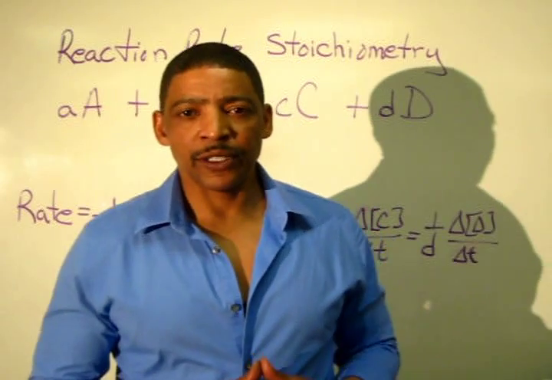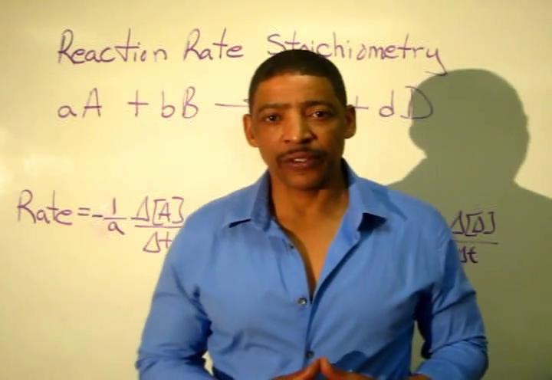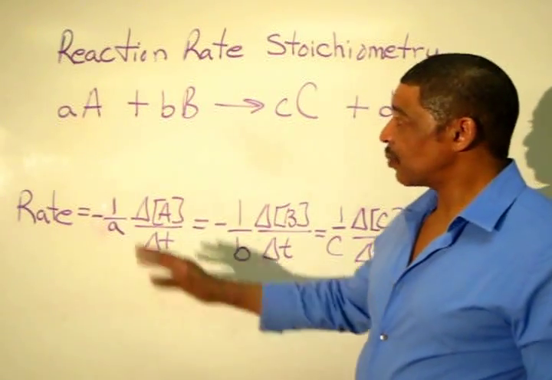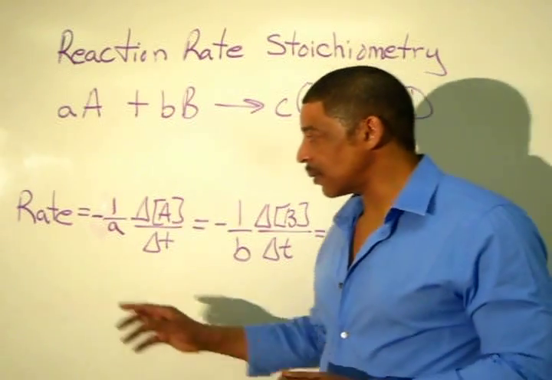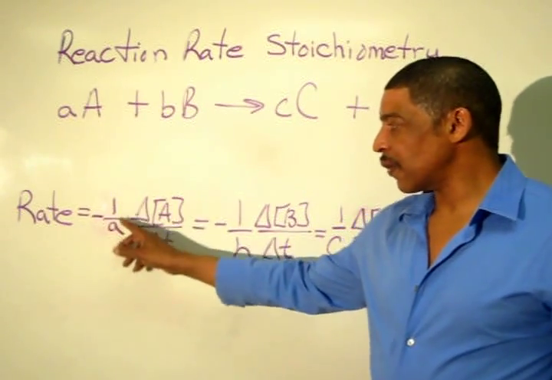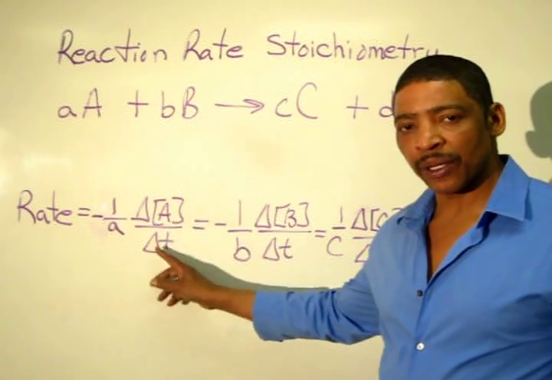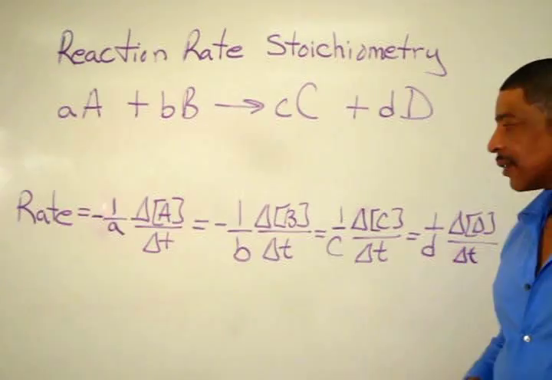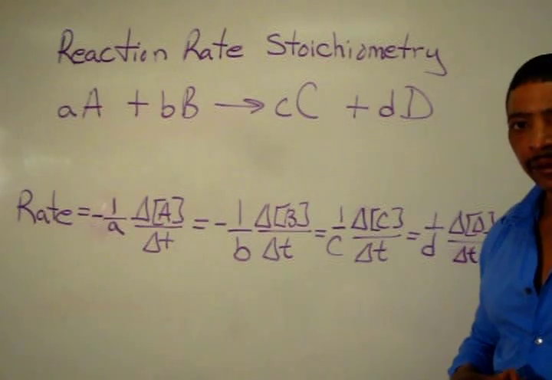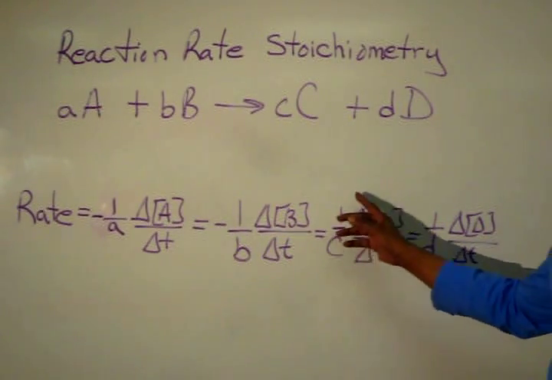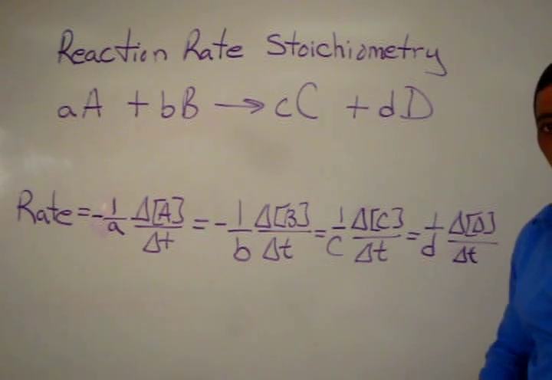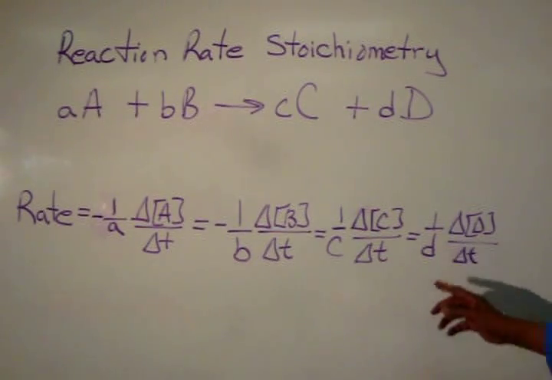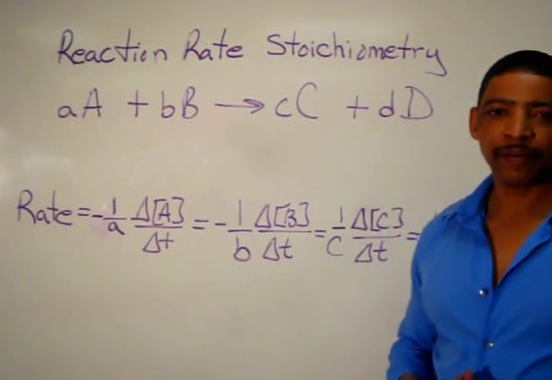To use these coefficients to determine the rate, simply take the reciprocal of each coefficient. For example, in this particular case, the rate would be equal to negative 1 over a times the rate of disappearance of A, which is equal to negative 1 over b times the rate of disappearance of B, which is equal to 1 over c times the rate of formation of product C, and which is also equal to 1 over d times the rate of formation of product D.